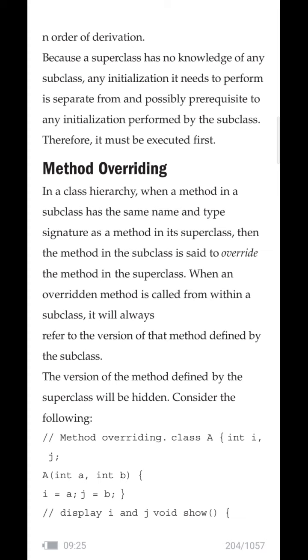And whenever you are creating the object of the subclass and making a call for the method, obviously the subclass version method should be called. That is what the statement explains. Okay. The version of the method defined by the superclass will be hidden, or it is called the overridden method.